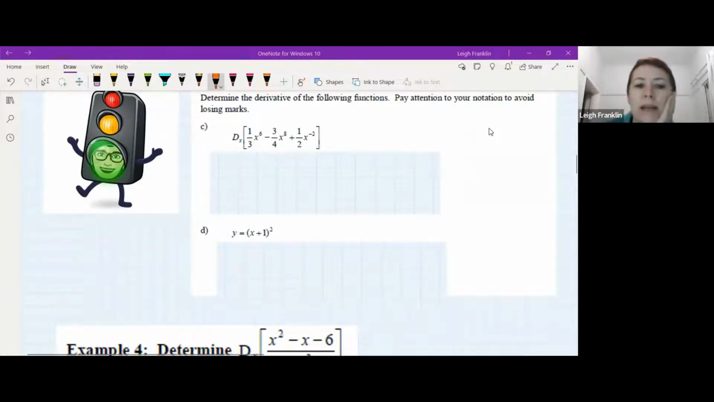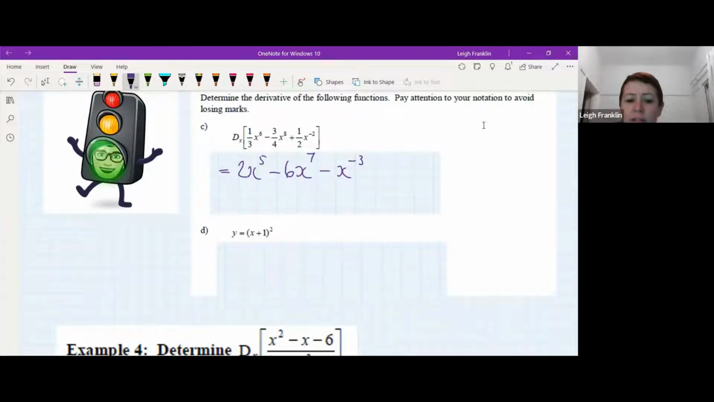Hopefully in question C, you realized that it was ready to be differentiated as it is, and you would have ended up with 6 times a third, which gives us 2x to the power of 5. And then over here, it would have been minus 6x to the power of 7 minus x to the power of negative 3. If I'm not wrong, did you guys get that answer as well? Yes, ma'am. Good. Well done, everybody. That one wasn't too difficult.